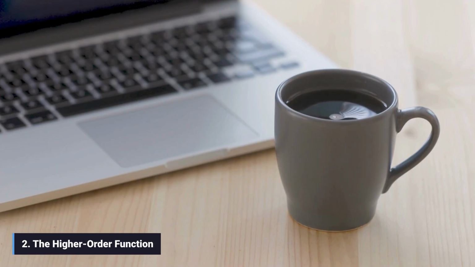2. The higher-order function. Next, we define a higher-order function called do_calculation. This function takes three parameters, two numbers and a function itself, which we call operation. Inside this function, we simply execute the passed-in operation function, treating it like a normal callable object.